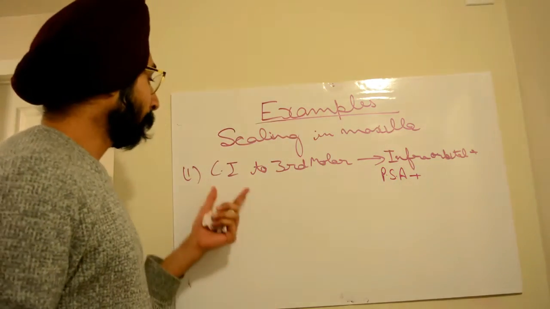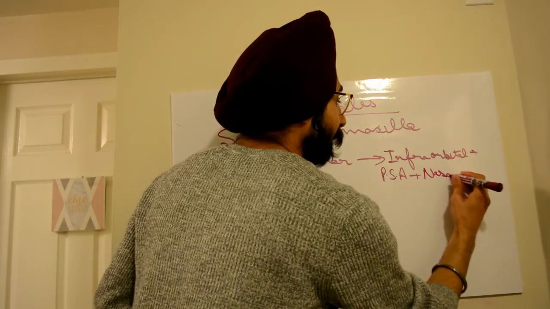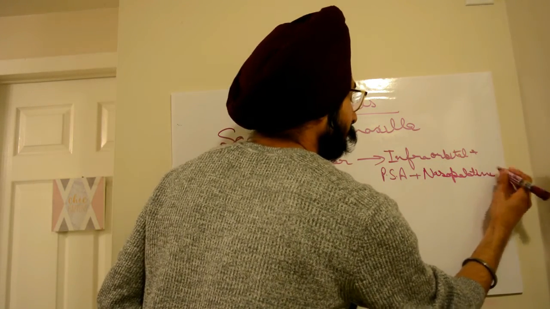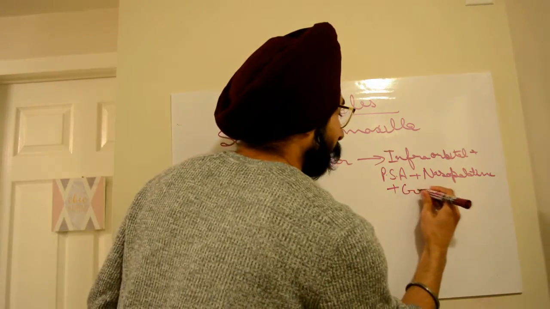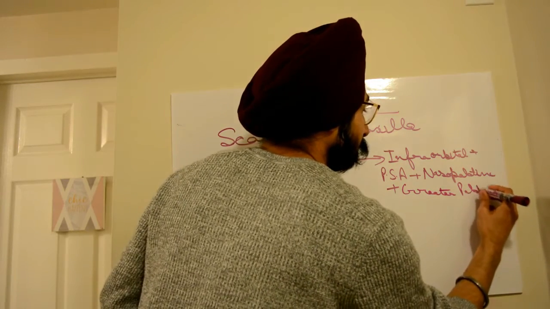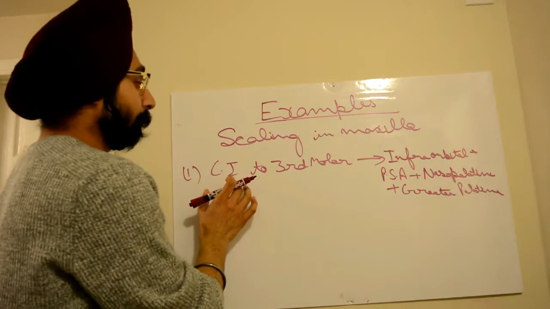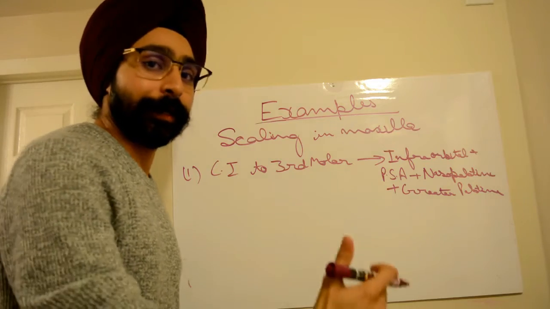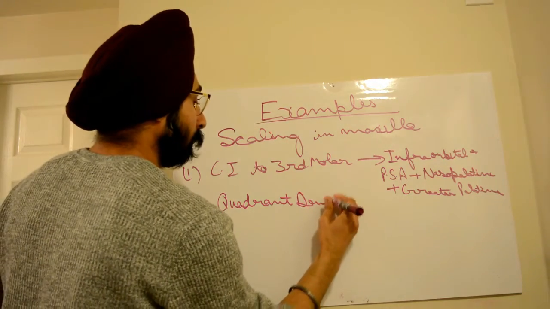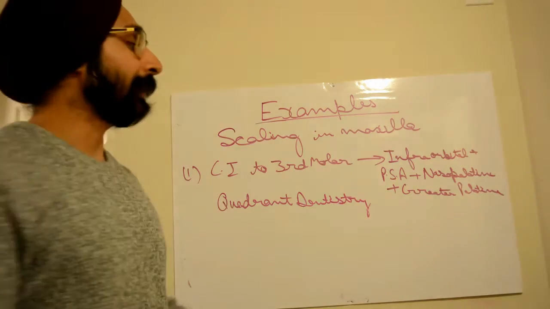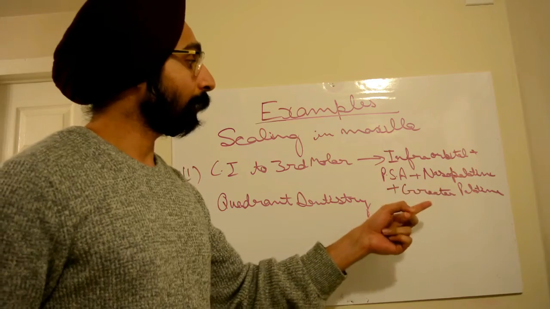On the palatal side, from central incisor to canine, we will give nasopalatine, and from first premolar to third molar, we will give greater palatine. So basically, if a dentist wants to perform scaling and root planing from central incisor to third molar, or you can say quadrant dentistry, then he has to give infraorbital nerve block, posterior superior alveolar nerve block, nasopalatine nerve block, and greater palatine nerve block.